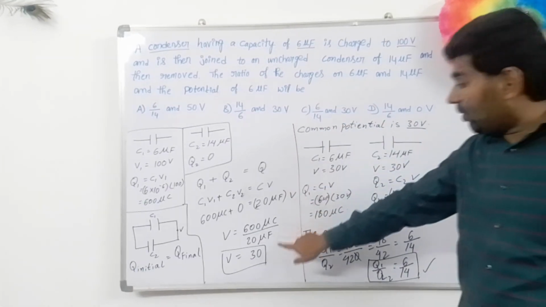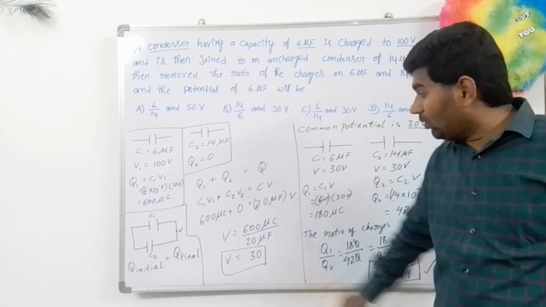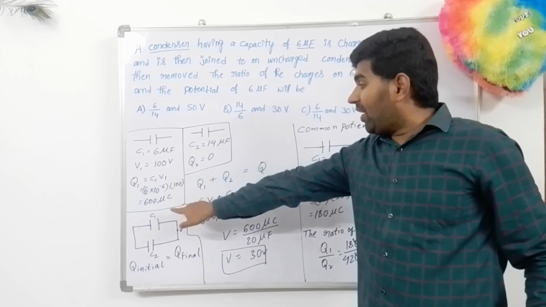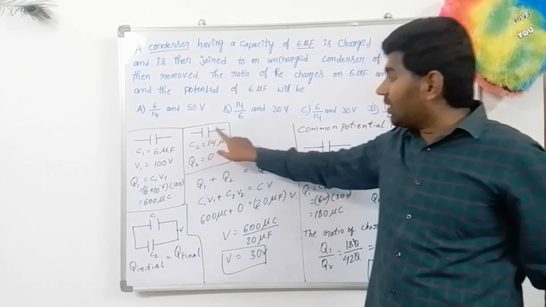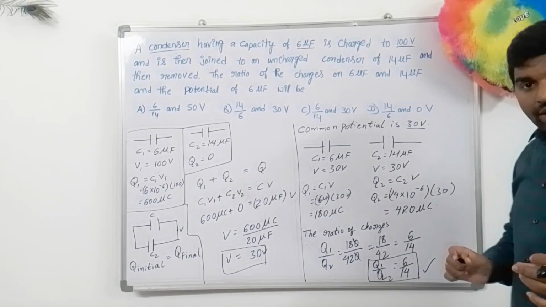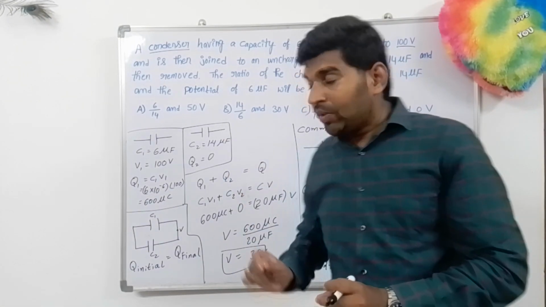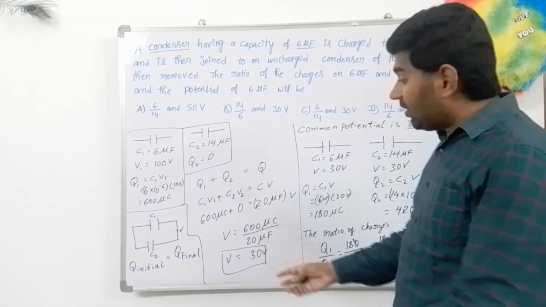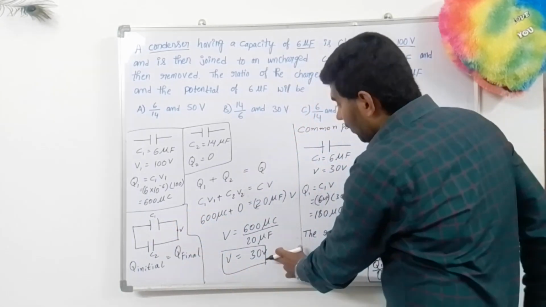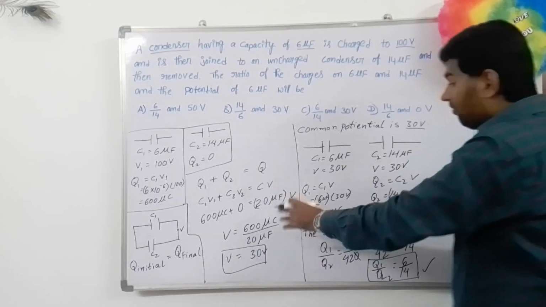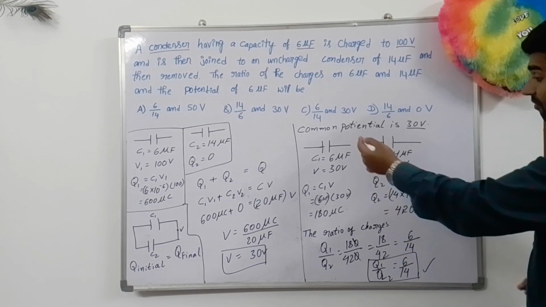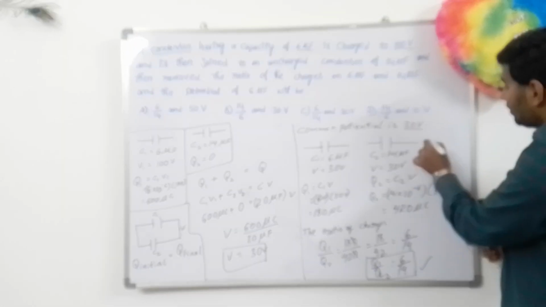The common potential is equal to 30 volts. Before that, we are finding the charge on the first capacitor, charge on the second capacitor. It is clear? They are giving the two capacitors separately. One capacitor having the voltage 100 volts, another capacitor that is uncharged, that will be 0. After that, both are connected, we get the common potential. After that, we have to separate the two capacitors. After separation, we are finding the Q1, Q2.